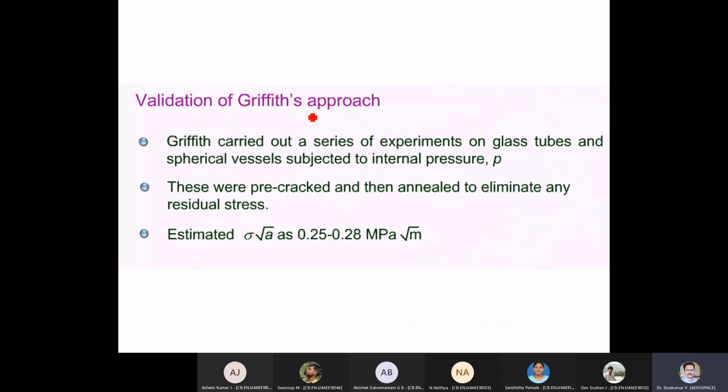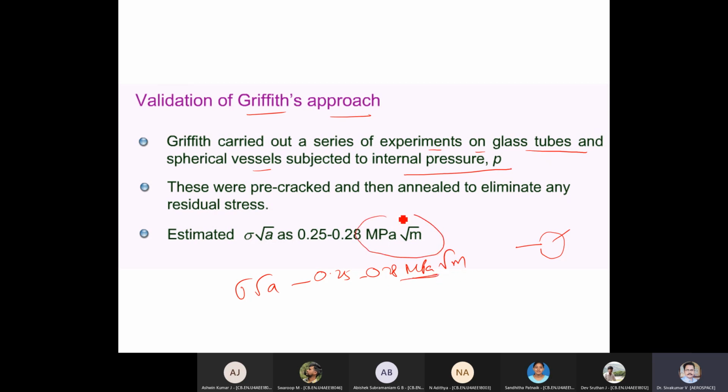Now, validation of the Griffith approach. Griffith carried out a series of experiments on glass tubes and spherical vessels subjected to internal pressure P. These were pre-cracked and then annealed to eliminate any residual stresses. So the material is pre-cracked, but they have removed all the existing residual stresses. What he actually found was σ root A as 0.25 to 0.28 MPa root meter. You can notice a peculiar unit here.